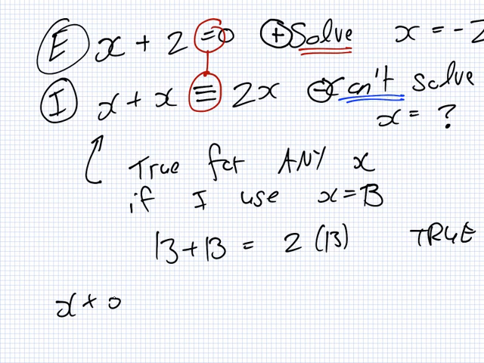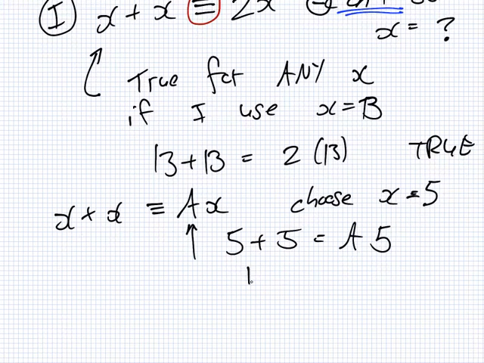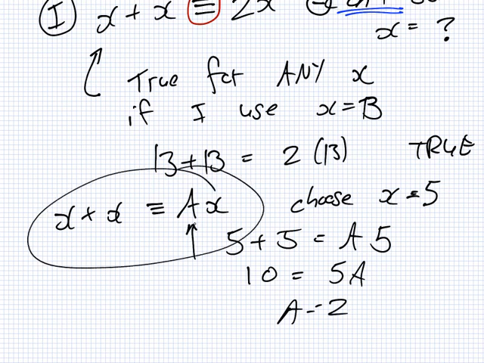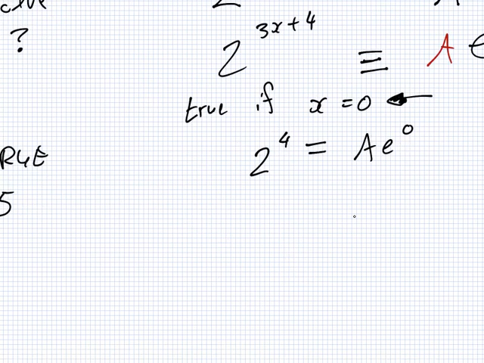Just like if I go back here, if I said x plus x is identically some number times x, I can find this number by just choosing a value for x. So if I choose x equals, let's pick any number, 5. 5 plus 5 equals some number times 5. 10 equals 5a. What does a equal? 2. But of course it's 2. You could have told me that at the beginning.